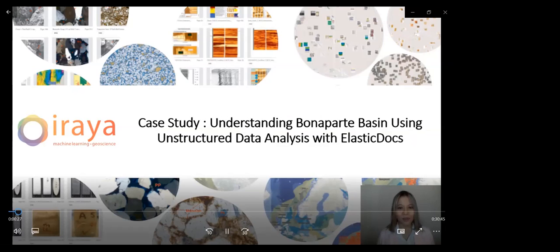In this case study, I will walk you through some potential problems or time-consuming tasks related to unstructured data containing reports, images, and presentations that you might face during your exploration or development stages. I will then provide you some recommendations and examples of how ElasticDocs can provide an aid to those problems by providing you an analytical tool for better and faster decision making.